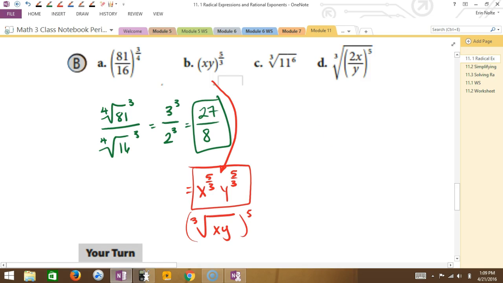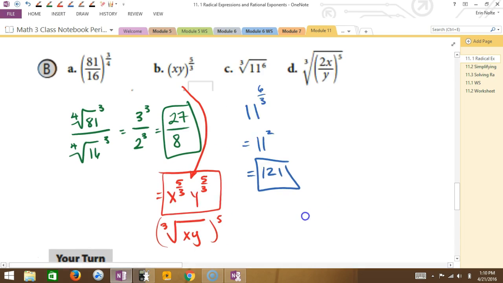Let's see if you can do C. And is there a way to do it without a calculator? Let's think about this for a second. Can I take the cube root of 11? Is that a perfect break? No. Does anybody know what 11 to the 6th power is? Not without a calculator. So how else could I do this problem? What would the exponential form of this be? Good. So it'd be 11 to the 6/3, right? And 6/3 can be reduced. That's the same as 11 squared. Anybody know what 11 squared is? 121. Nice. We got this.